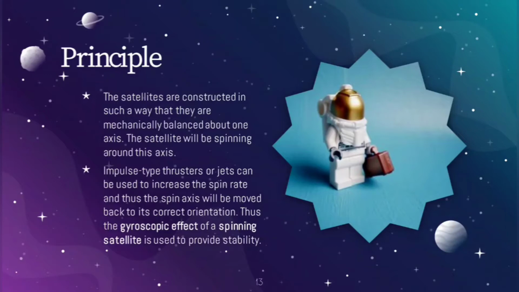If any external or internal disturbance torque is generated, the spin rate will decrease and the direction of the angular spin axis will change. Because of this, the satellite will shift from its original position. And now, some impulse type thrusters or jets can be used to increase the spin rate and thus the spin axis will be moved back to its correct orientation. Thus, the gyroscopic effect of a spinning satellite is used to provide stability.